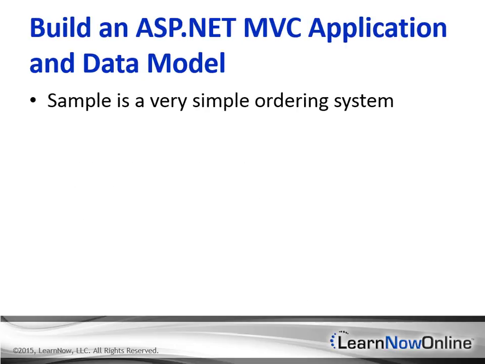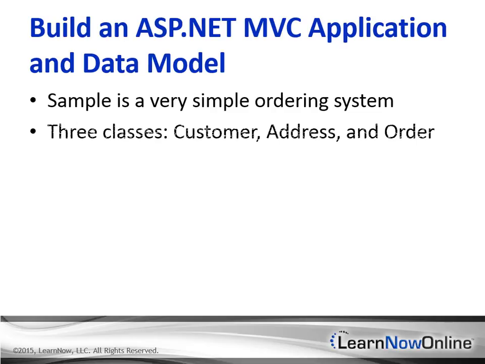Okay, so the application that I'm going to build here is a very simple ordering system for customers. The data model is going to consist of three classes: customer, address, and order, from which Code First is going to create the corresponding tables as well as a join table for many-to-many relationship. And you can start to see just how slick Code First is.